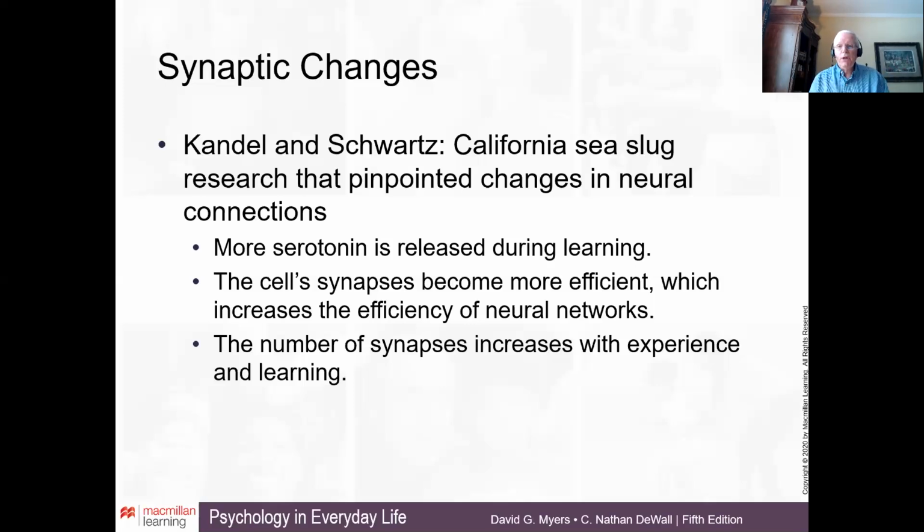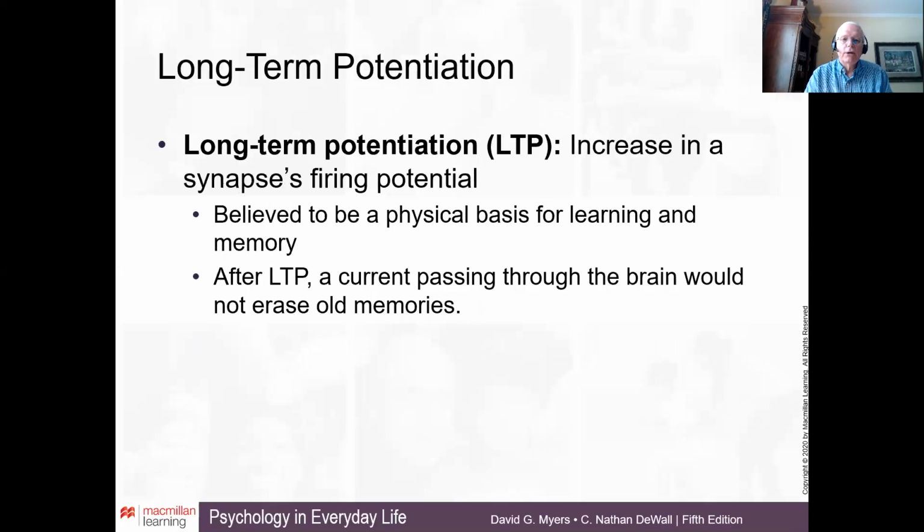Well, with us, our brains are much, much more complex, and a similar process occurs. There's a name for it, and it's called long-term potentiation. And it refers to an increase in a synapse's firing potential. Remember, the synapse is a space between two neurons that researchers believe is the neural, meaning the physical basis for learning and memory.